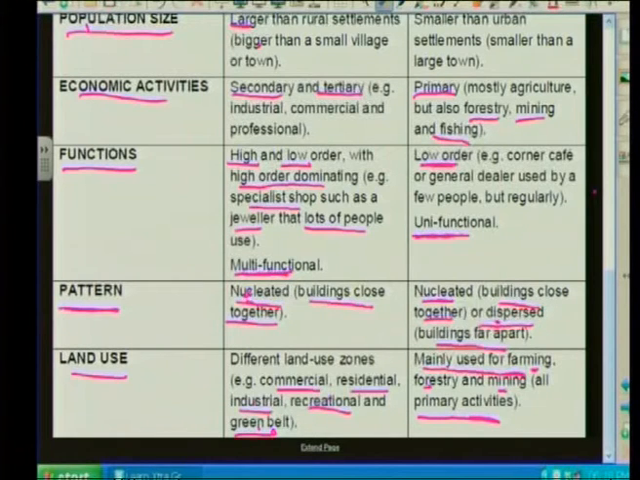Note the differences. What is good to understand, and especially during your studying time, is to draw these kinds of tables and do comparisons so that when questions of the nature of differentiate between rural and urban settlements, or compare rural and urban settlements, you are better prepared to answer these types of questions. Moving on.